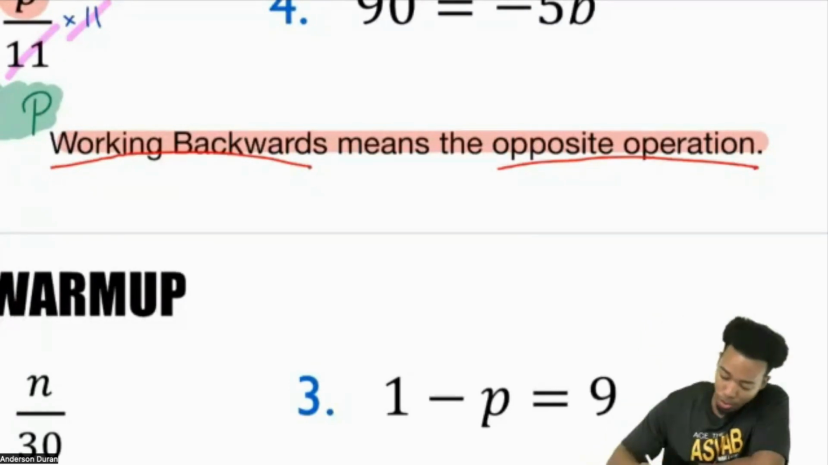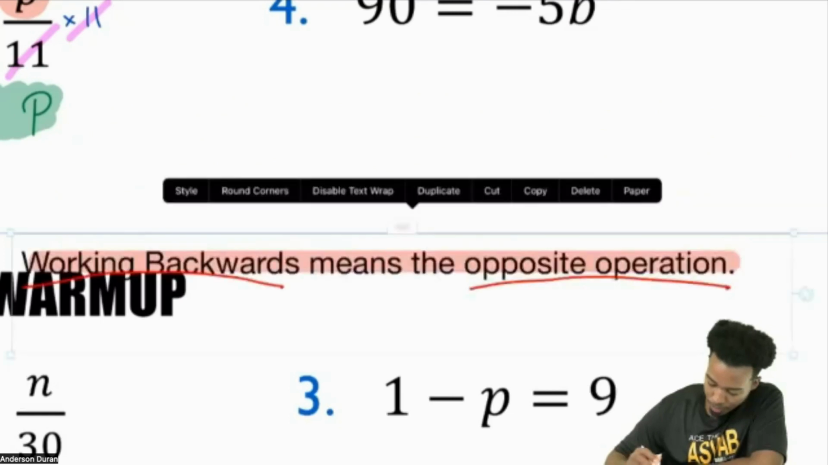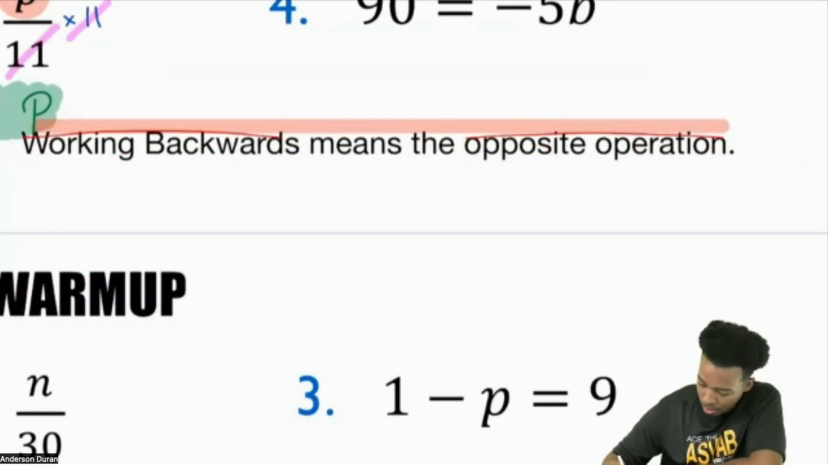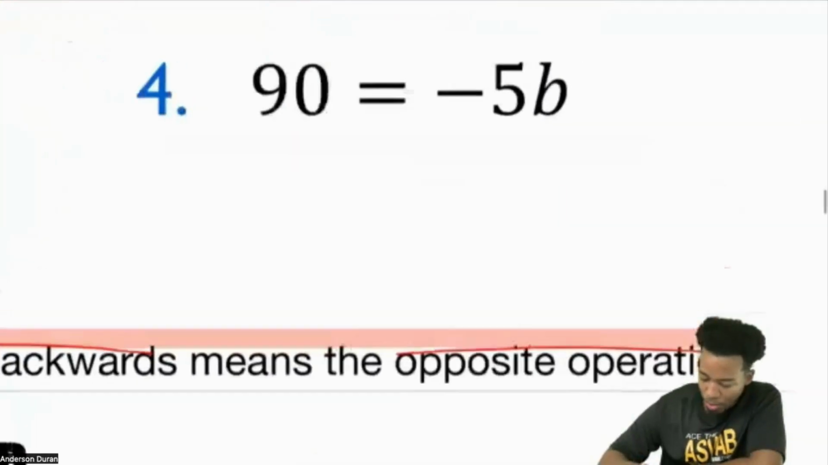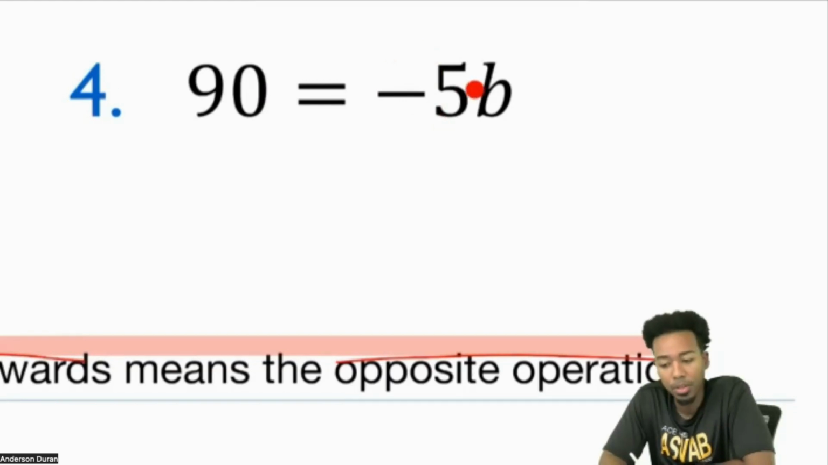Now, I'm going to show you the example of what I'm talking about here. Whoops. Oh, I see what's going on. Give me a second. And right there. Cool. So let's take a look here. 90 equals negative 5b. Everyone, question, what operation is actually happening between the negative 5 and the b? What operation is actually happening that we see?